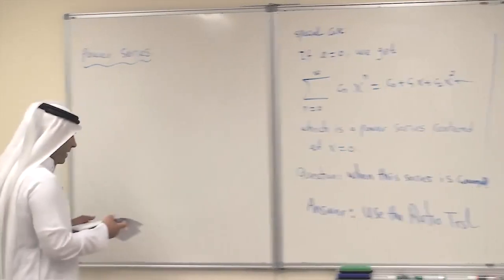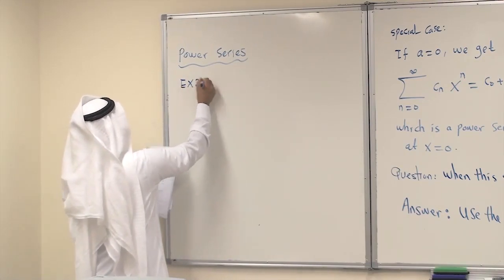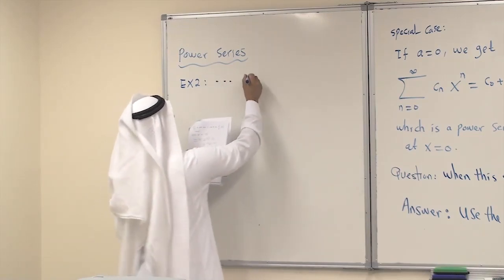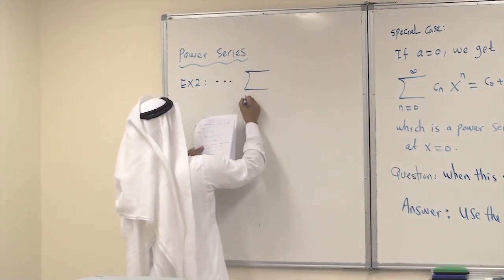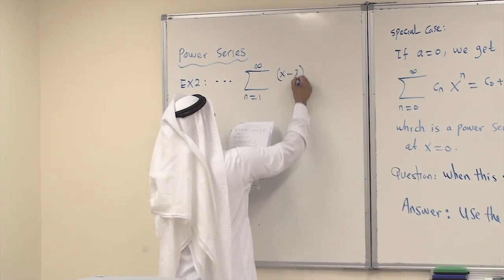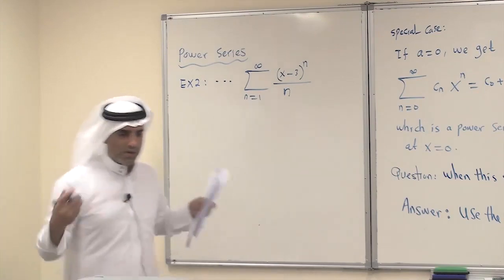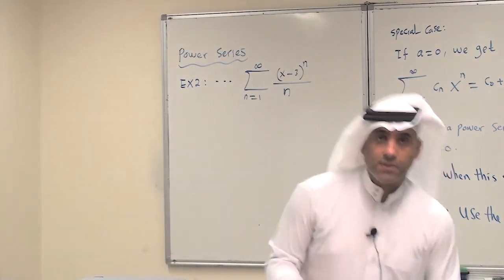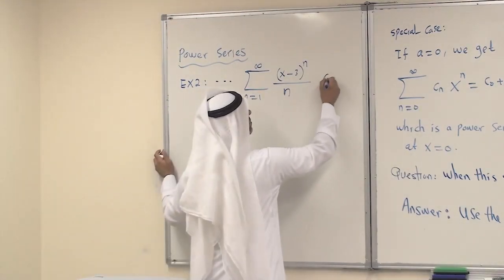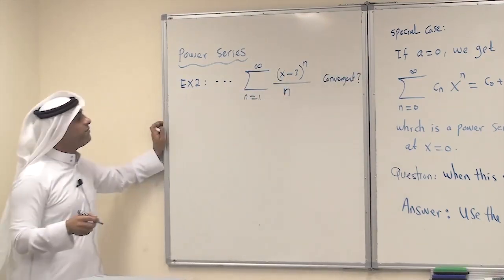Another exercise here, example number 2, do the same for this. For what values of x is the series given by the summation from n equal to 1 to infinity of (x minus 3) to the power n divided by n convergent? This is a very interesting exercise, because we will use our previous knowledge in testing for convergence together with the ratio test. When this one is convergent, for what values of x does it converge?